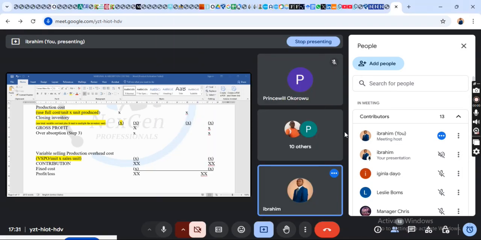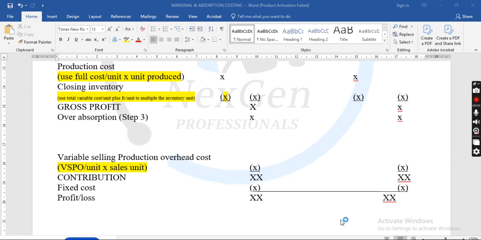Okay, so we'll continue from where we stopped. This is your over absorption. Then the next thing after you add everything, don't forget, you have your total income. You can have your total income here, put your XX. This will be your total income.